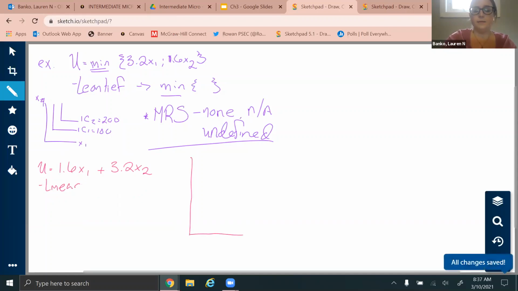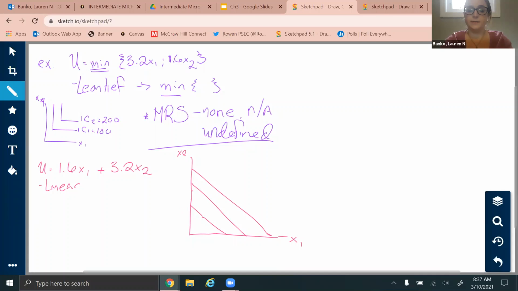So this is linear, or perfect substitutes. And here, the indifference curves look something like this. There are straight lines that go through the axes.